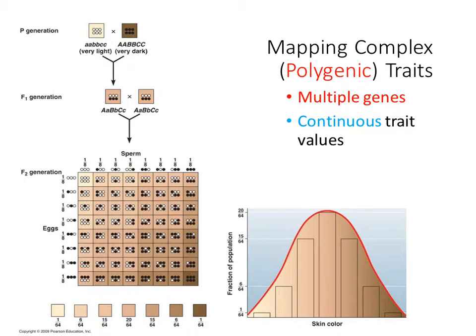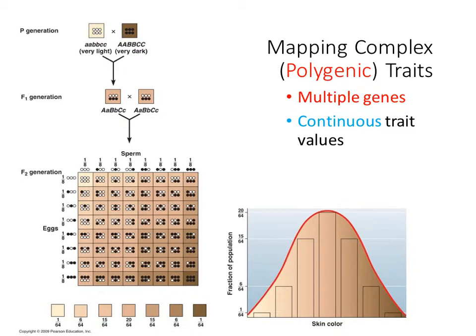And that's what this histogram in the bottom right is meant to represent. So instead of a simple trait, you'll either see, as we already discussed, 2 phenotypes, or 3, depending: 2 if it's simple dominance between the alleles that you have, 3 if there's codominance or incomplete dominance. In a complex trait, you'll see a variety of phenotypes.